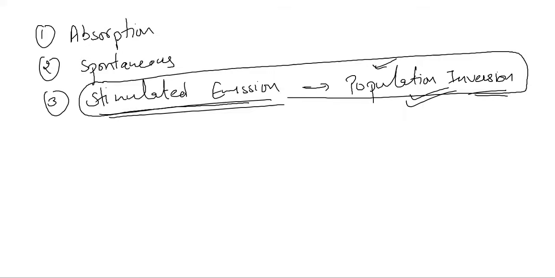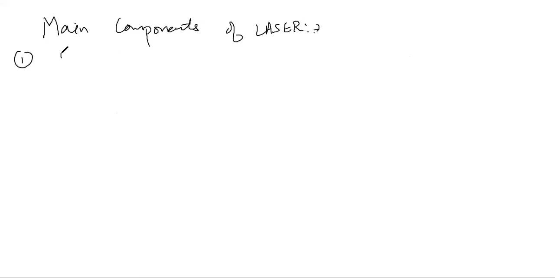So for any general laser, if you want to talk about the requirements or the main components of a laser, there are three main components. The first one is the active medium. It is the medium in which you want to achieve the population inversion.